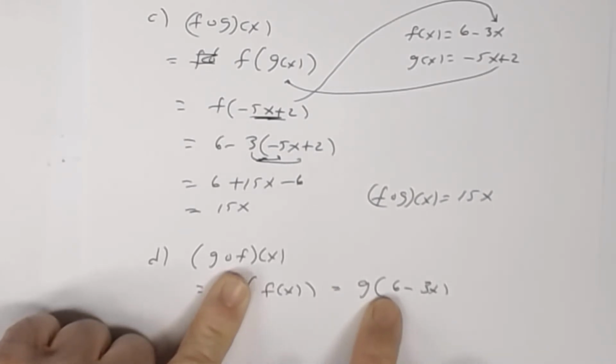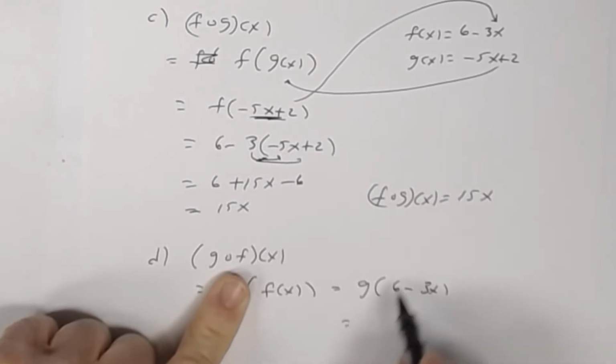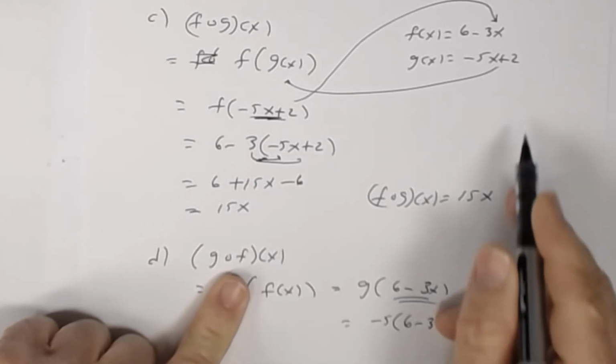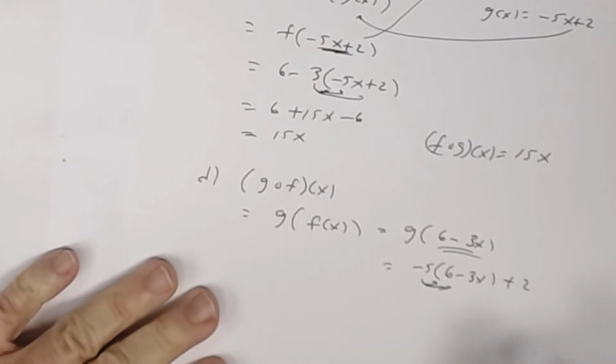Now, I have to find g of this. So I go to my function g, and where we see the variable x, I substitute 6 minus 3x. So I get negative 5, in parentheses, 6 minus 3x, and then plus 2. See that 2 right here. And so now distribute the negative 5 through here.